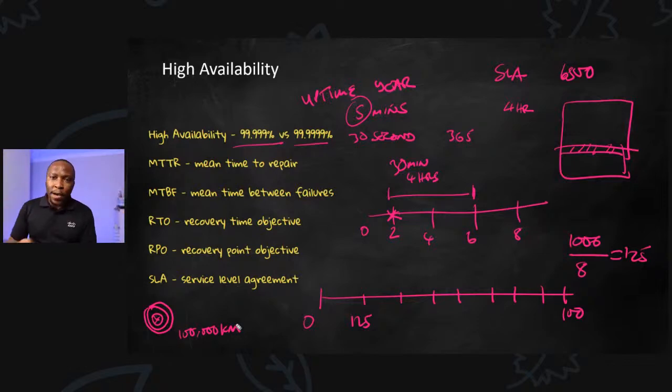So over 1 million kilometers, you're probably going to replace your tires 10 times. So when you get to the 99,000 kilometer mark, you need to be prepared that the tires are going to be worn out, and thus we're going to do a replacement of the tires before the failure happens so that we can mitigate that from transpiring. So that is calculated as the mean time between failures.